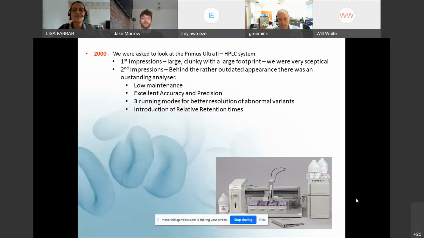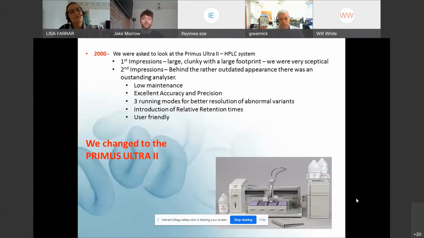And it was our first introduction to relative retention times, which revolutionized the way we looked at hemoglobinopathy analysis. And it enabled us to produce a library of abnormal variants because the relative retention time was stable between reagents, columns, and even sites that had the same analyzer. And it was ultimately very user-friendly, even if it was clunky. So we changed to the Primus Ultra 2.